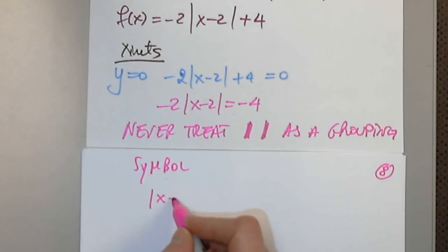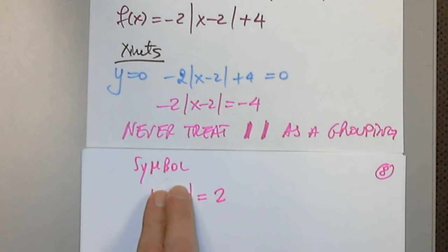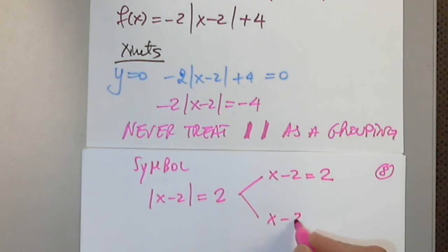So I have the absolute value of x minus 2 equals 2. Now I think, which numbers in absolute value will give me 2? So the answer is 2 and -2. So the inside numbers, x minus 2, must be 2 or -2.